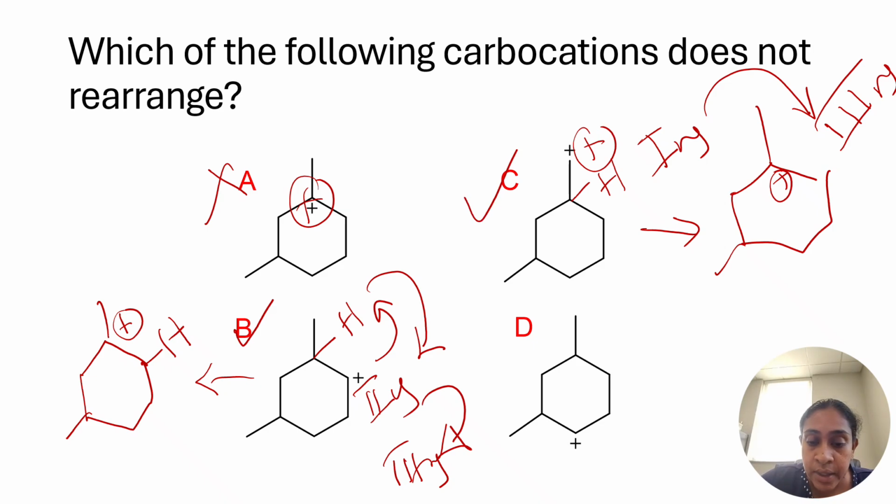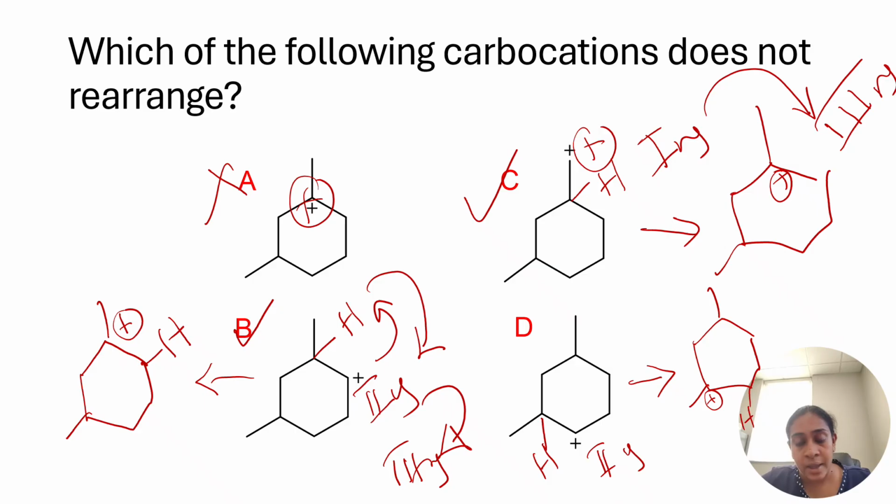If I look at structure D, I have a secondary carbocation. And on the neighboring carbon, I have a hydrogen. So I can propose a 1,2-hydride shift. Let's see by doing that whether we can improve the carbocation stability. Yes, I can do that. That means initially I had a secondary carbocation. By doing the 1,2-hydride shift, I can improve it to a tertiary carbocation. So, D is going to rearrange.